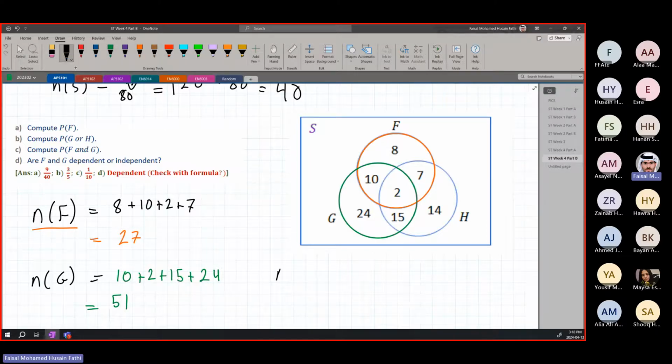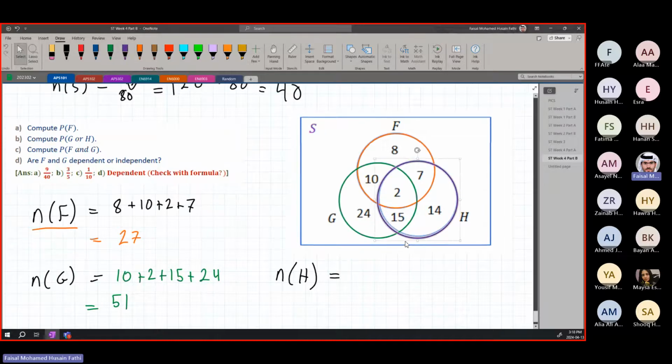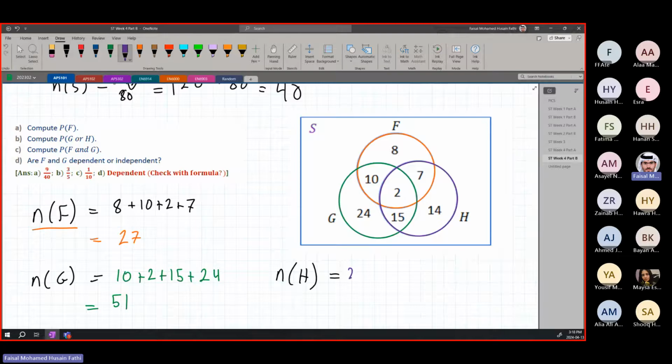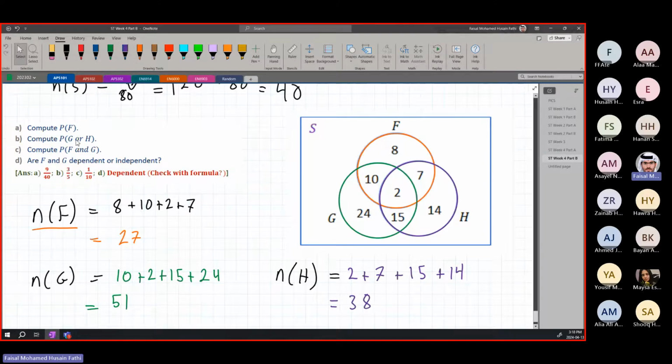And finally, let's find N of H, which is equal to, again, let's make it purple. This is our H value. Everything inside the purple circle is our H. So if we're looking at it, we have 2 plus 7 plus 15 plus 14, which is 38. Okay? So now we have found our N of F, N of G, and N of H.